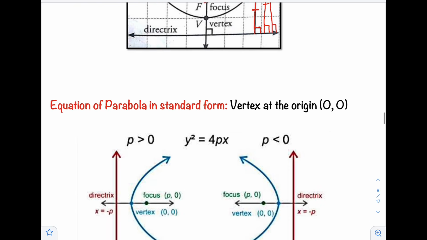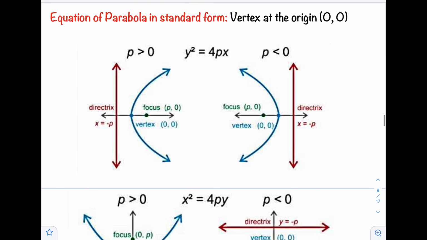So next is the equation of parabola in standard form. So, vertex at the origin, (0, 0). So, ang tatalakayin lang natin muna this time is yung vertex natin is makikita sa origin ng ating Cartesian plane. Okay? So, the first equation ng ating parabola in standard form is y squared equals 4px. So, dito guys, pag ganito yung ating equation, may dalawang possible parabola ang pwedeng mabuo natin. Isang opens to the right at isang opens to the left.